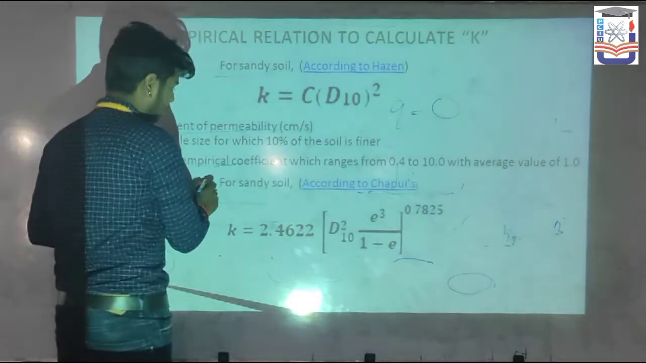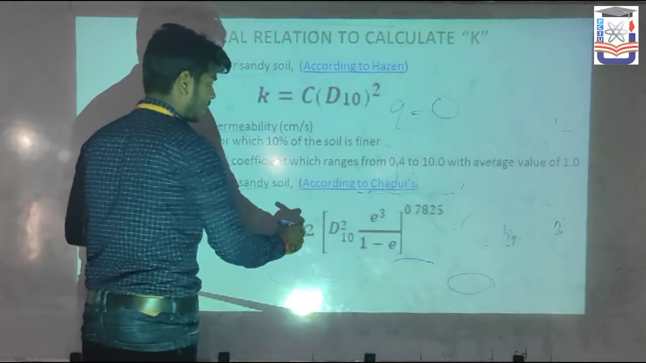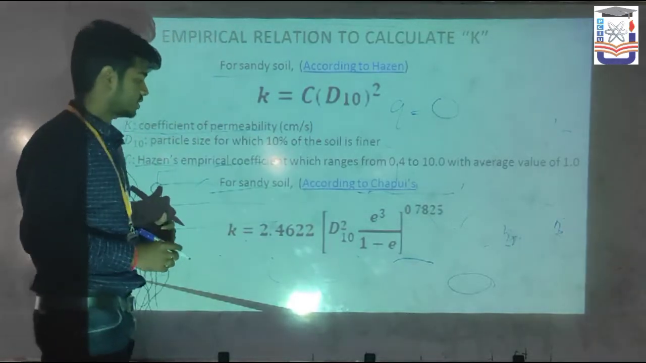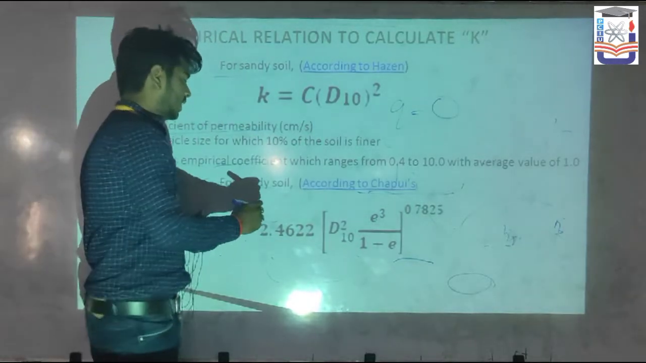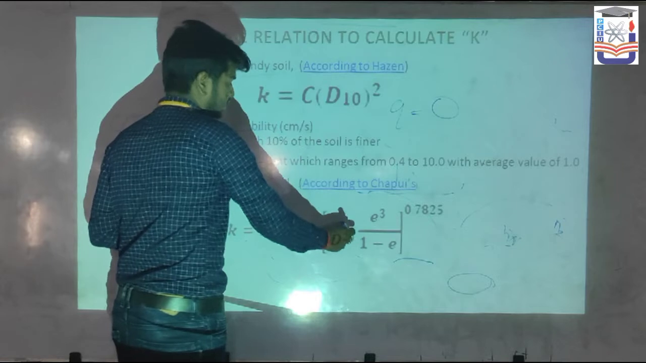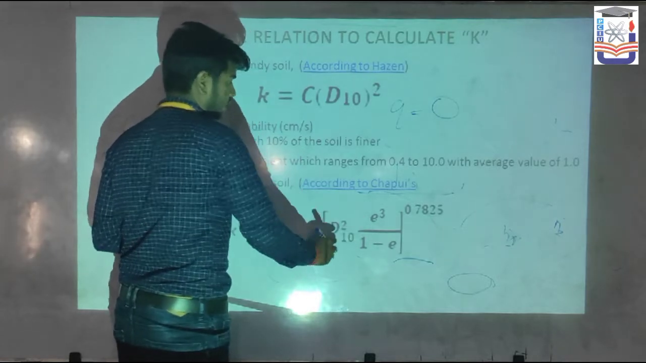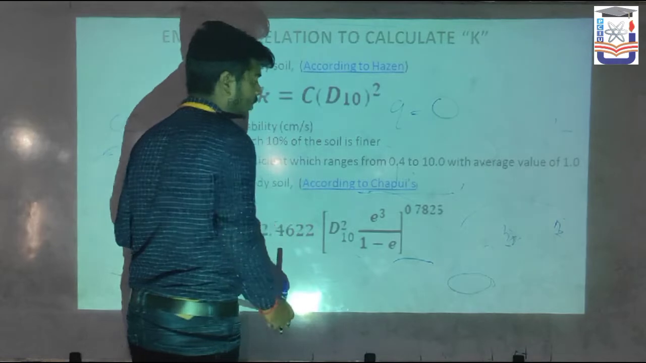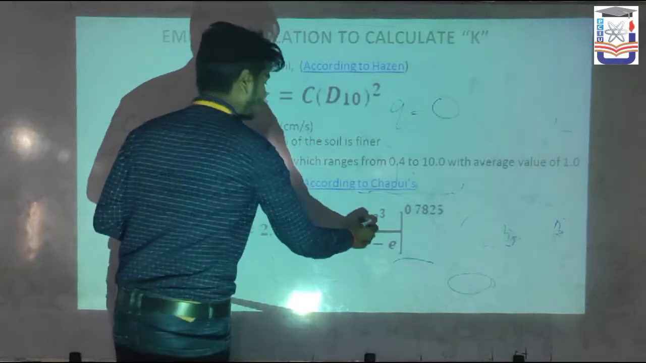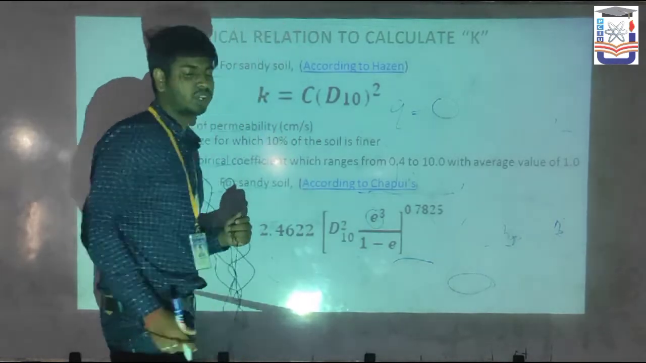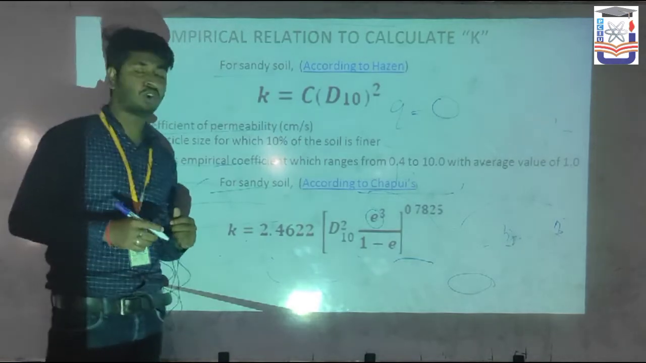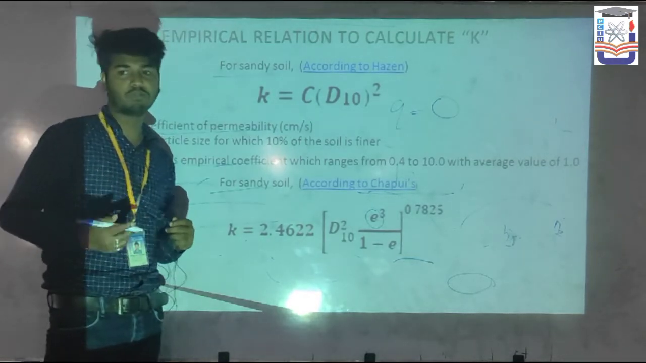The next equation for sandy soil, according to Chapuis: K equal to 0.4622 into D10 square into E cube divided by (1 minus E), whole to the power 0.7825. Here E equals the void ratio, and we already know what void ratio is. Void ratio is the volume of voids divided by the volume of solids.